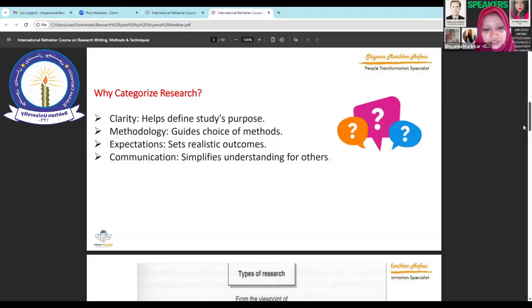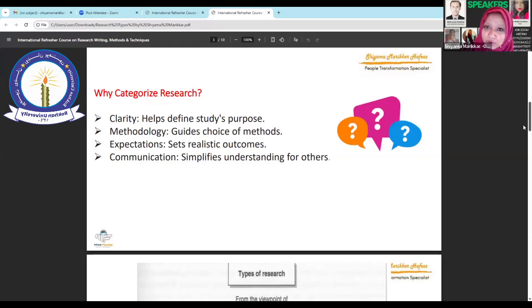And then communication, most importantly, simplifies understanding for others. For example, if you have a research question in your mind and you write it on paper, but you don't know which category it belongs to, and you convey that question to other people, they will also get confused. If you're doing collaborative research, or even if you're doing it alone, you have supervisors and people to support you, and at that time you won't be able to convey your message. So it simplifies understanding for others.